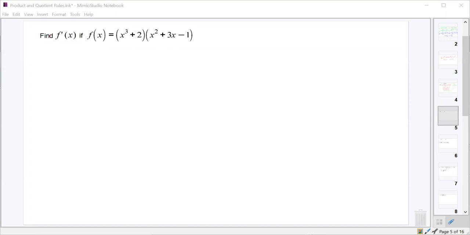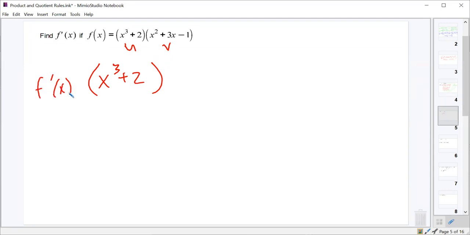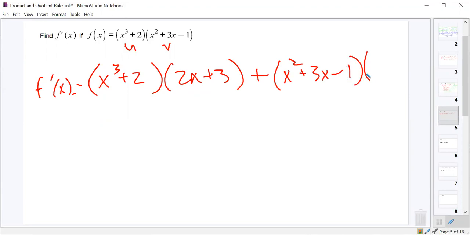So it's a product of two functions. Everybody agree that this is a product of two functions? Yep. Okay. So if we've got a product of two functions, we're going to use the product rule. We've got u and we've got v. And so we'll do u times the derivative of v. And what's the derivative of v? 2x plus 3. Good. Plus our v value, which is x squared plus 3x minus 1, times our derivative of u.